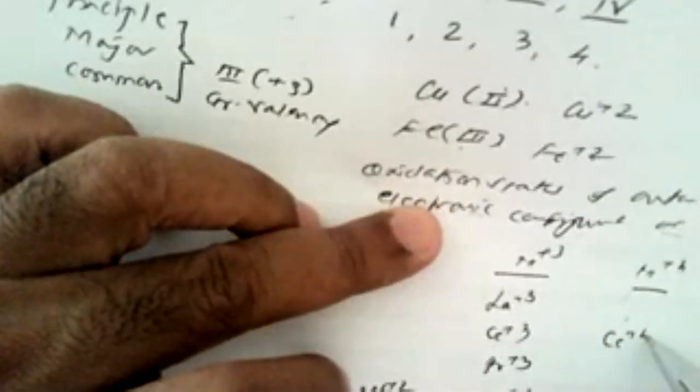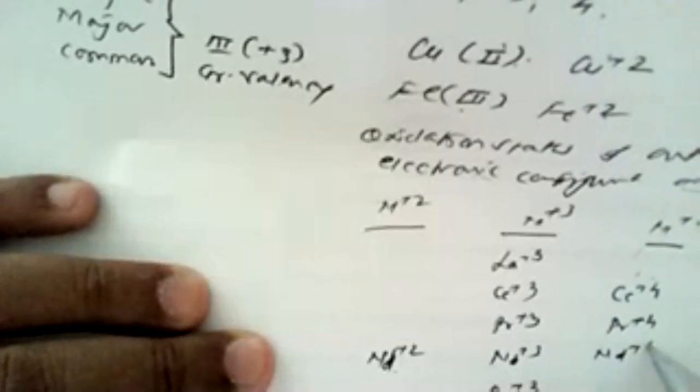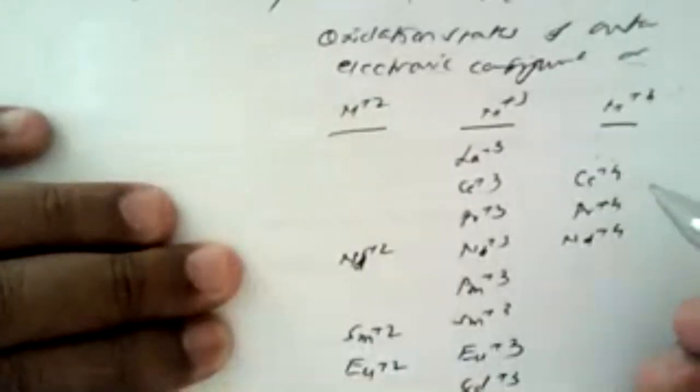Now come to highest oxidation state. Here the +4 oxidation state is shown by cerium, then praseodymium, and neodymium. So these are the 3 members. They also show +4 as the highest oxidation state, and atomic number 66, terbium and dysprosium, they also show the +4 oxidation state. So these are the 5 members.